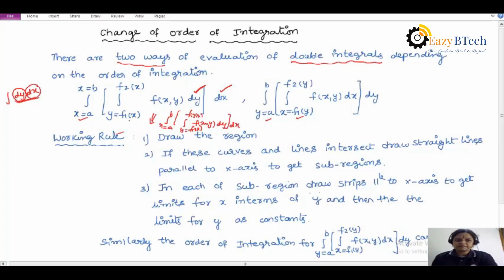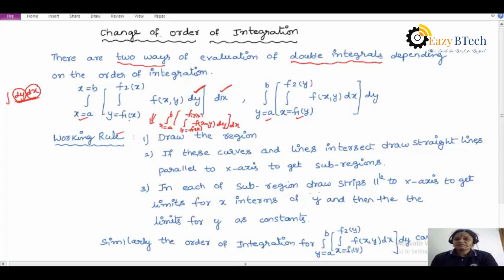If dy dx is there, students, for some problems, for the given intervals or limits, doing the integration becomes very difficult for us, whether for the given lower and upper limit values, or for the given curves, or for the bounded region. Evaluating the problem becomes very difficult. In that situation only we use change of order of integration.